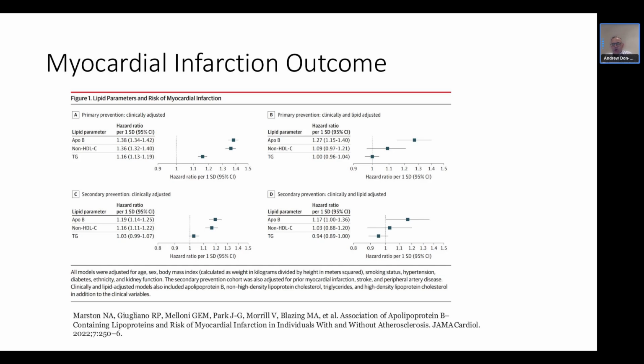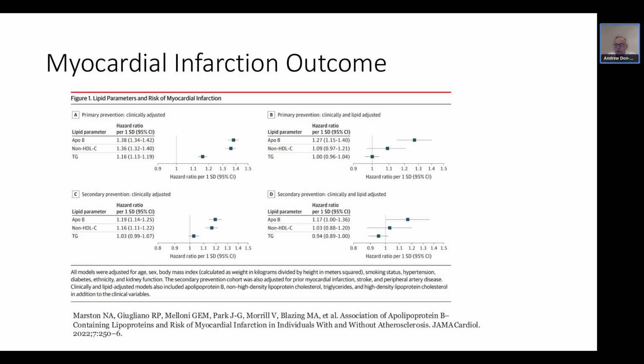And so in this particular one, there's 4 panels that you can see here. The top one is A and B, or the primary prevention studies. The first one is clinically adjusted, and that was for all the typical clinical parameters, including height, weight, age, gender, smoking status, hypertension, diabetes, ethnicity, kidney function, etc. So all those sorts of things were included in the clinically adjusted models, and they looked at hazard ratios. And then the second one, they adjusted for lipid parameters, which was non-HDL cholesterol, triglycerides, and HDL cholesterol, in addition to the clinical variables.